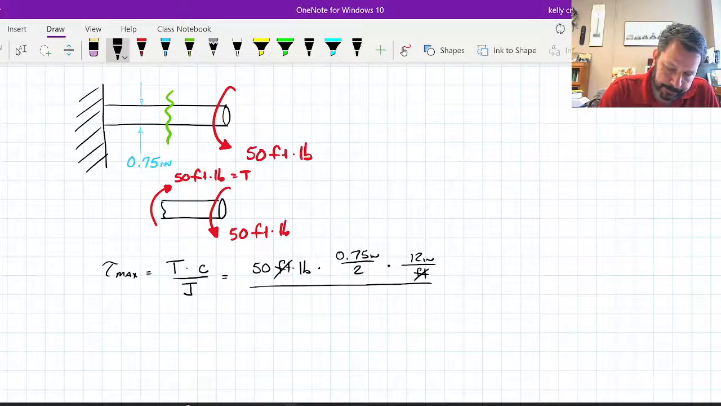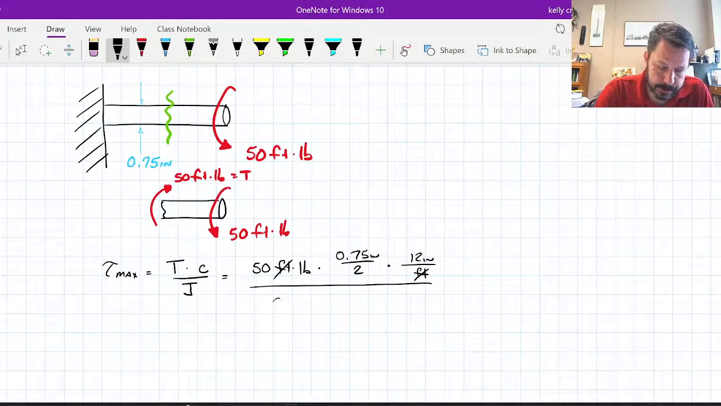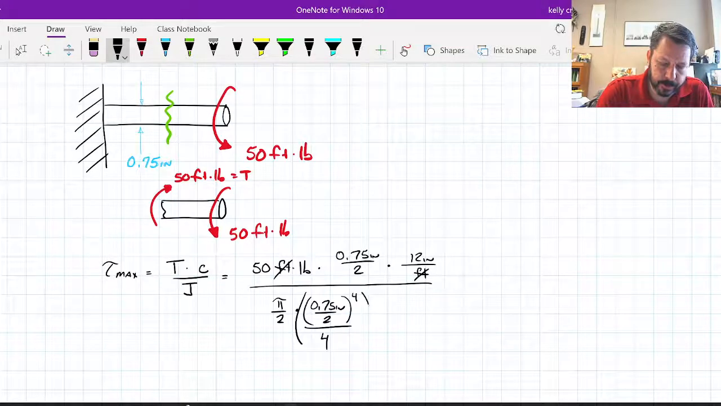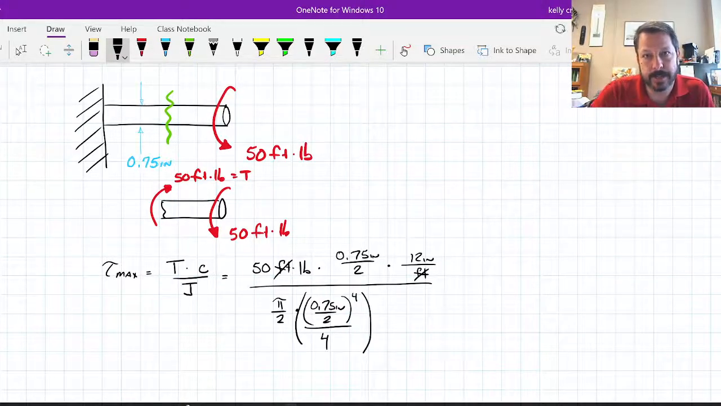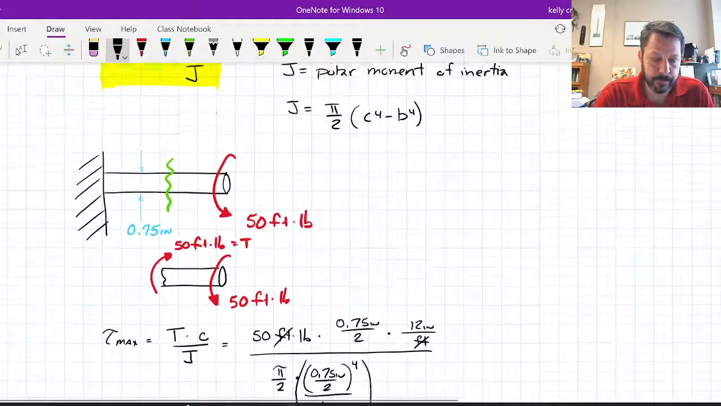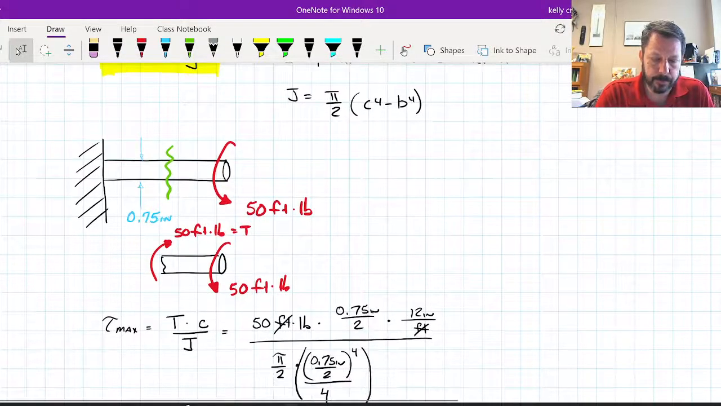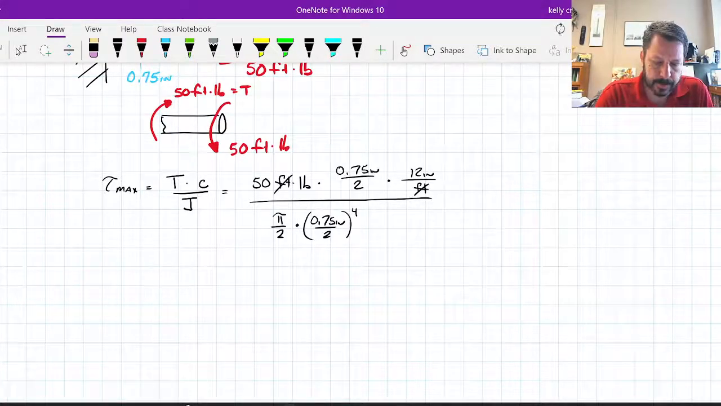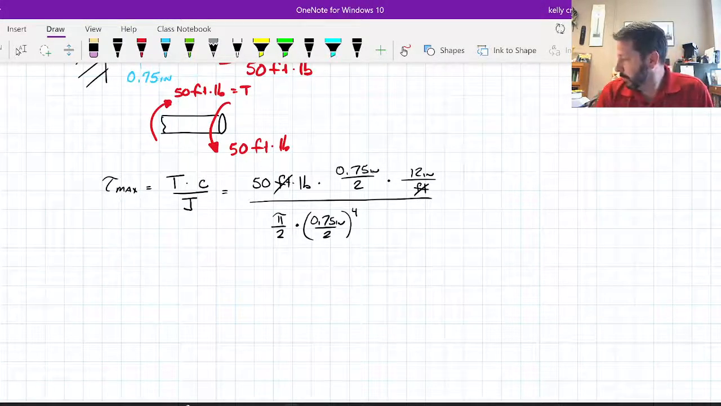And then J, this one is a solid shaft, so it's just pi over 2 times the outer radius, which is the 0.75 inches over 2, that number raised to the 4th. I've been writing it in parentheses because we had minus b to the 4th, but right here I already took care of the over 4, so I just need c to the 4th.